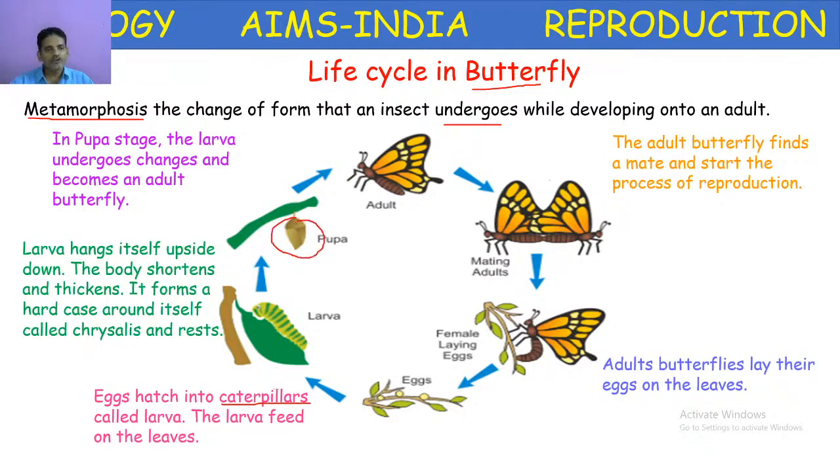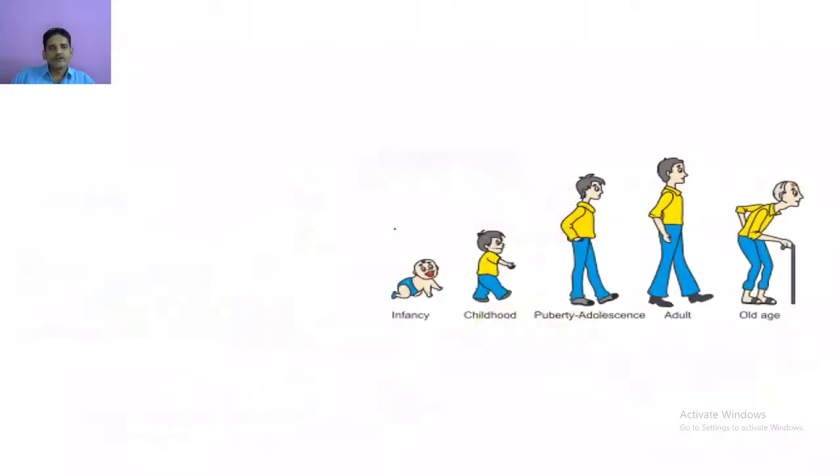This is called metamorphosis, where the larva is undergoing change. The process of changing of larva into adult is called metamorphosis. Several hormones are involved; the ecdysone hormone is involved in this metamorphosis process in some insects like cockroach. In the pupa stage, the larva undergoes changes and becomes an adult butterfly. After that, it breaks the pupa, comes out and lives an independent life. This is called sexual reproduction in insects.